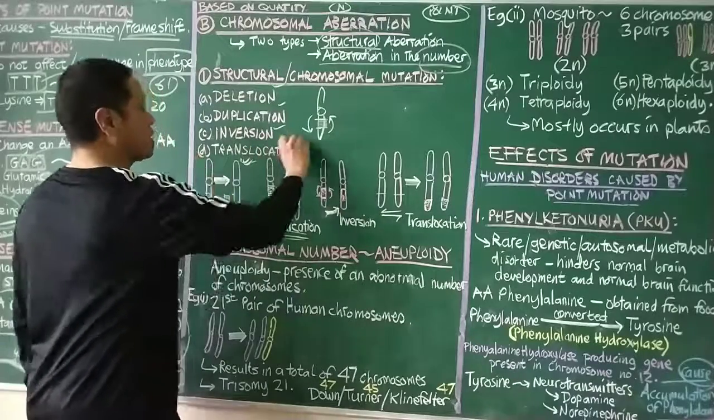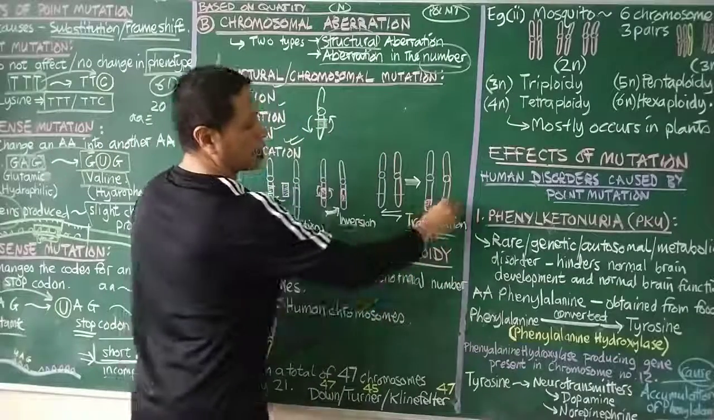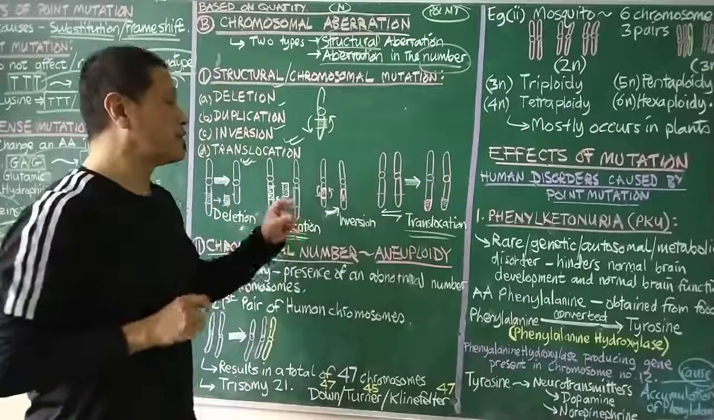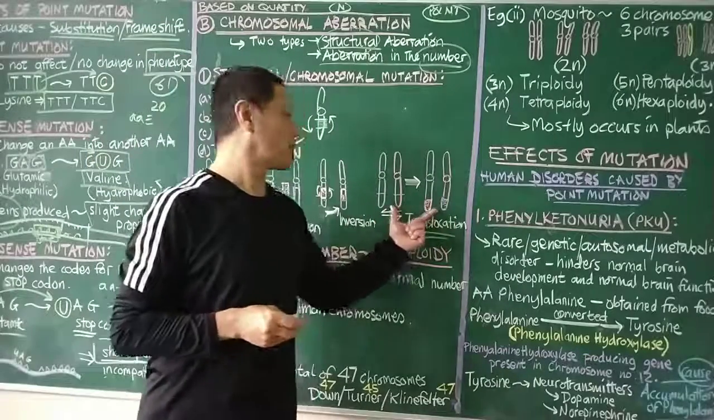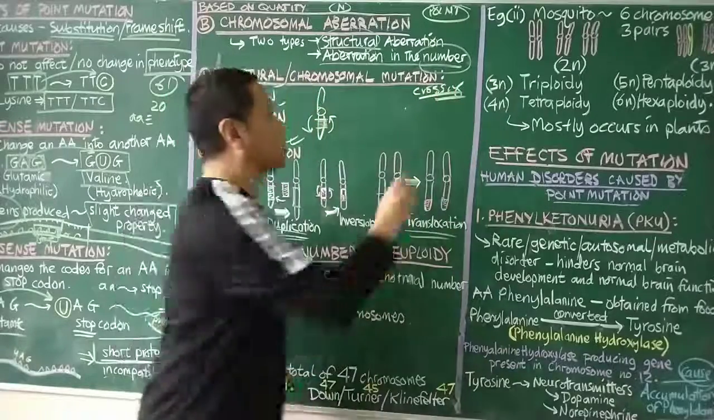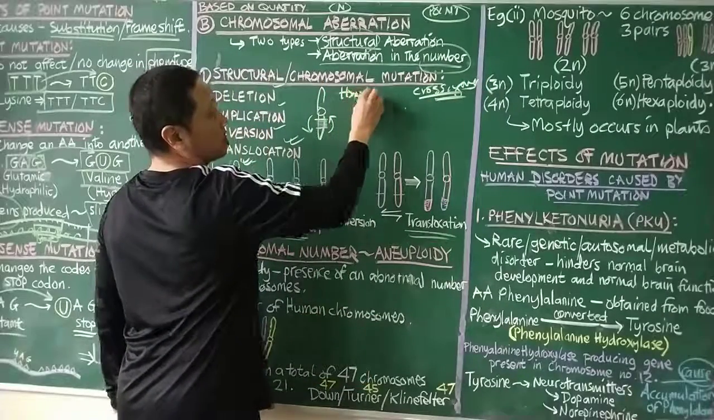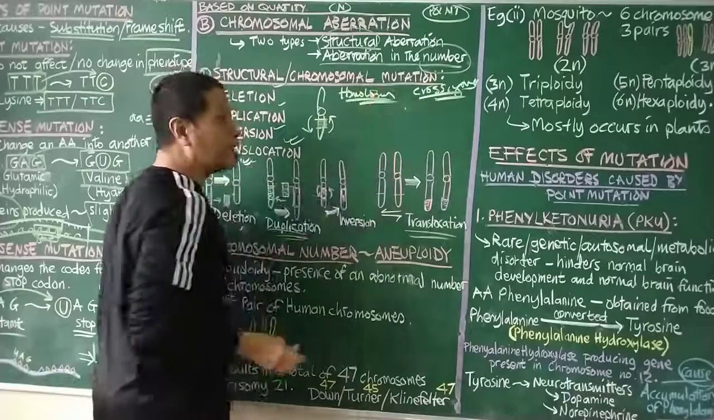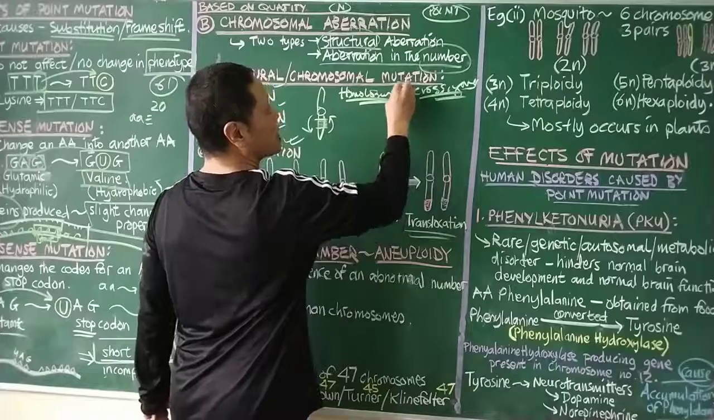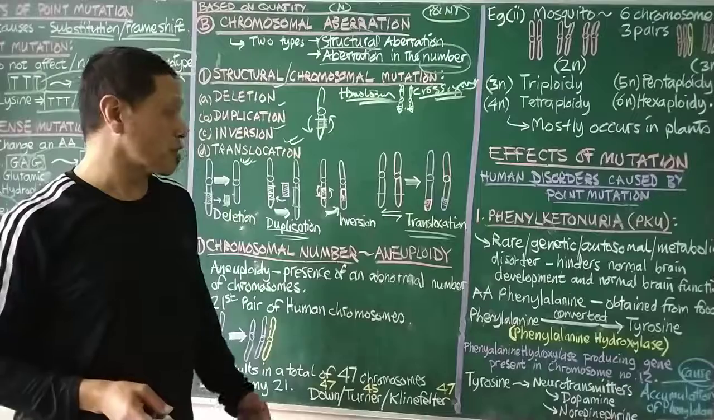The last one is translocation. Now this translocation is, as the name suggests, it transfers the location of segments of DNA. Now you may say this also occurs in crossing over. The crossing over occurs between homologous chromosomes, meaning they've got to have the same genes, loci for the same genes. But here this is non-homologous chromosomes.